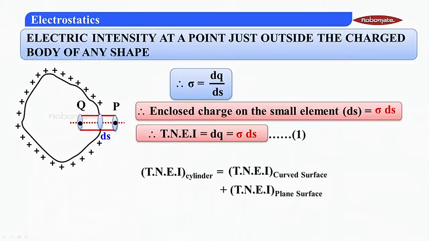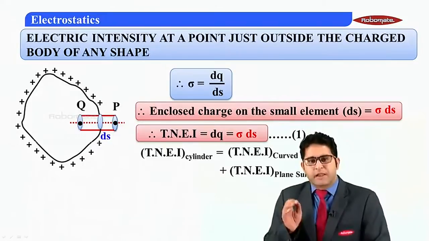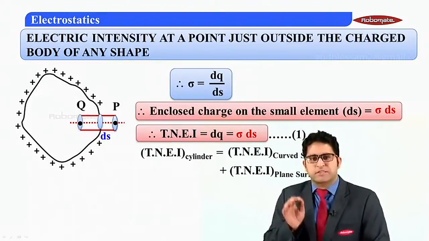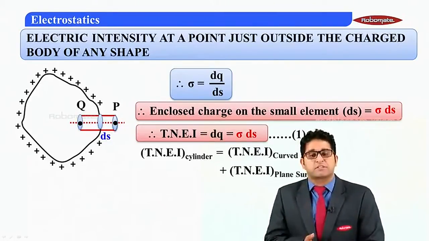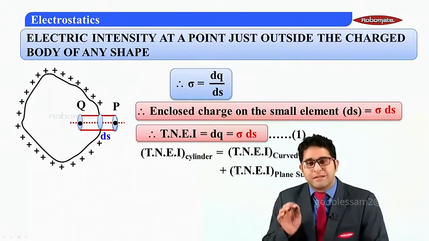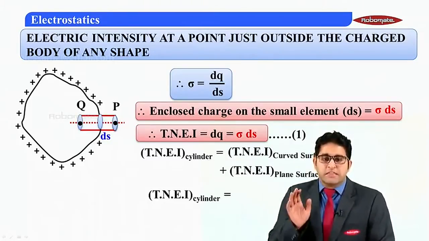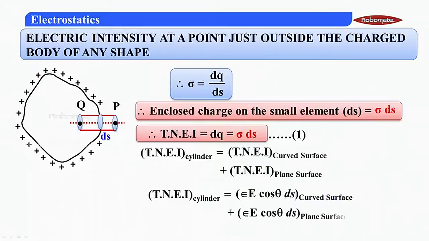Now let's move further. Since we have enclosed elemental area ds, we'll write the value of flux as epsilon E cos theta ds. We will not consider the integration sign. Why? Because we have enclosed an elemental area ds, right? So therefore the flux of the cylinder becomes epsilon E cos theta ds for the curved surface plus epsilon E cos theta ds for the plane surface, right?